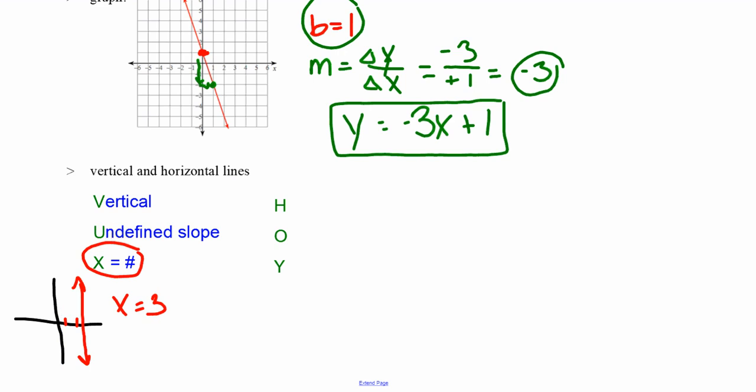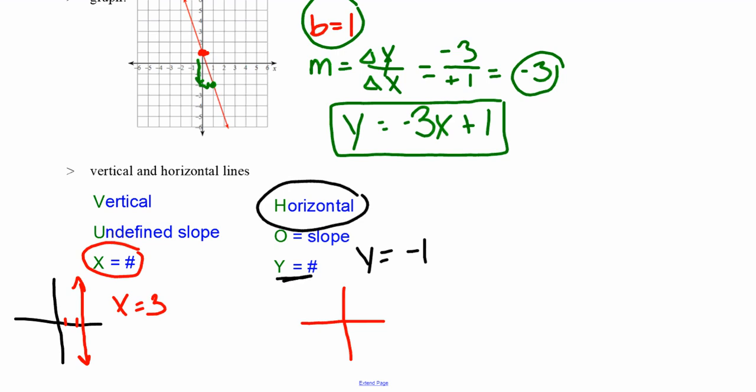On the flip side, horizontal lines, "Hoy": horizontal line says 0 is the slope, and y equals some number is the equation. So again, if I wanted to graph a horizontal line, and I knew the equation was y equals negative 1, I know that y equals -1 is a horizontal line because it's a y equals. And then I just go to -1 and I can draw in that horizontal line. Okay, so "Vux" and "Hoy," a good way to remember vertical and horizontal.